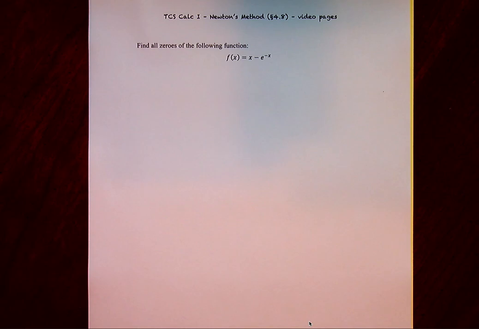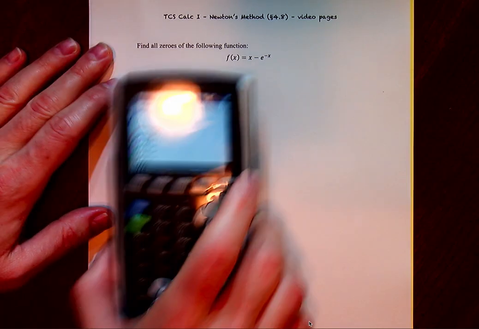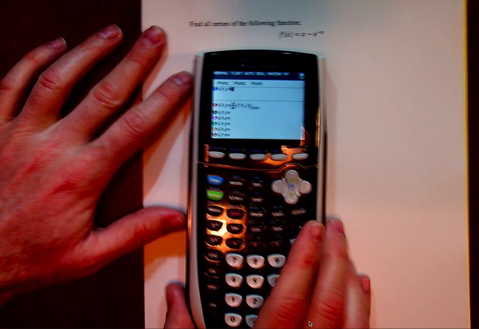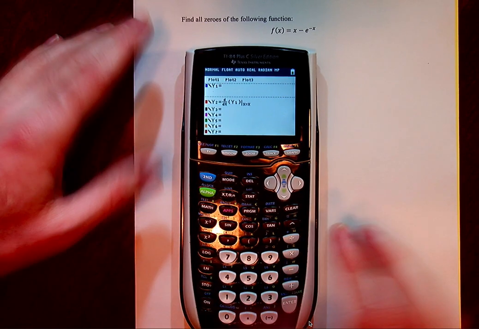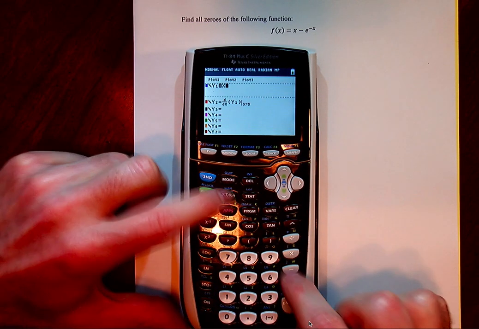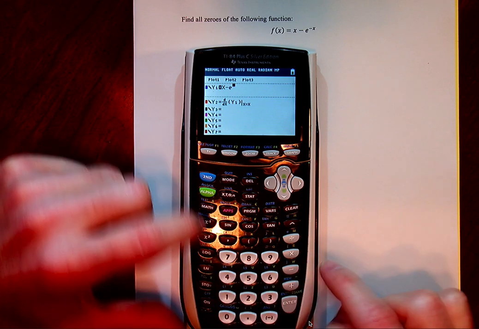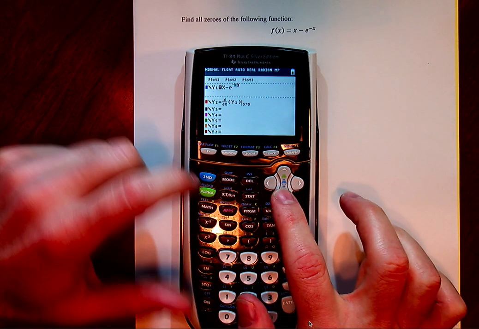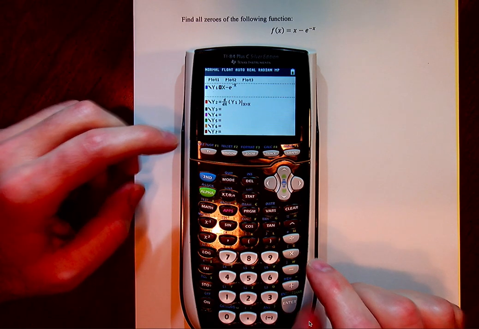Let's do some examples. Now, this particular function is going to be, let's go to our y equals, okay? And let's plug it in. We have x minus e to the negative x, or of course 1 over e to the x. It doesn't really matter which one you do.